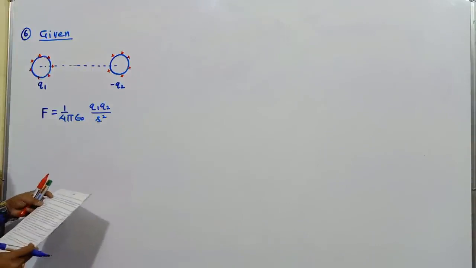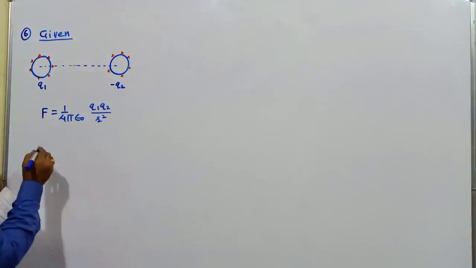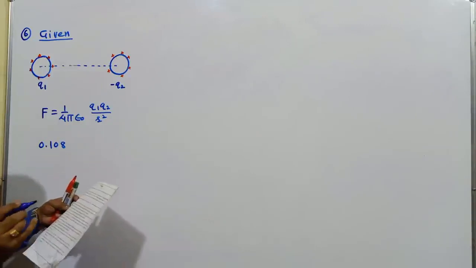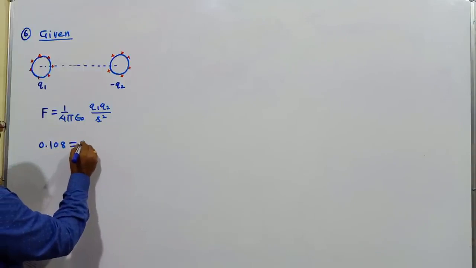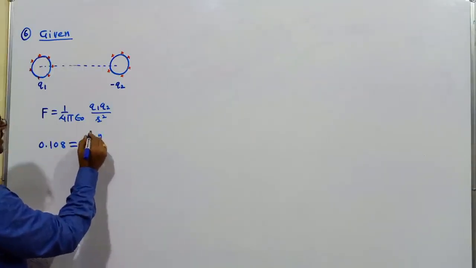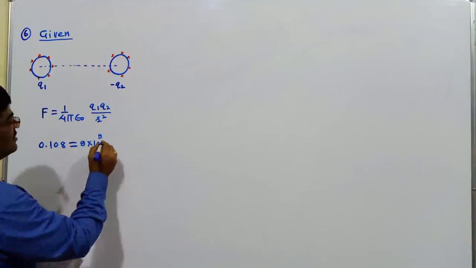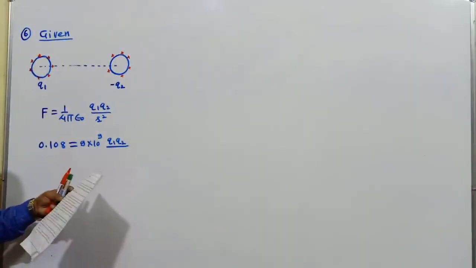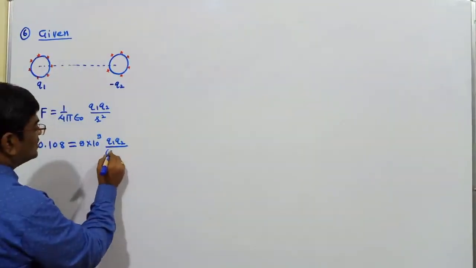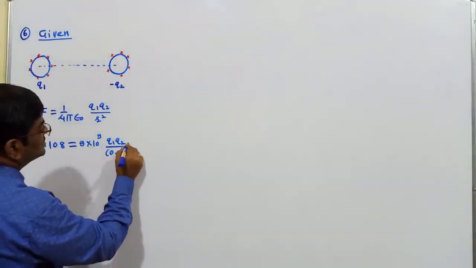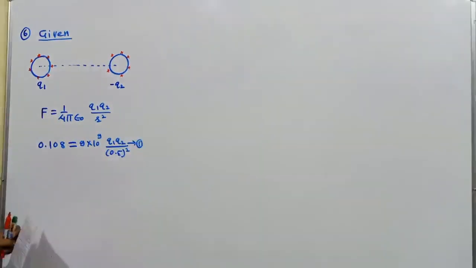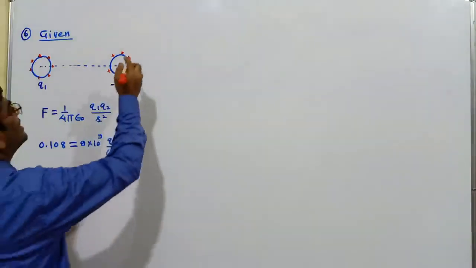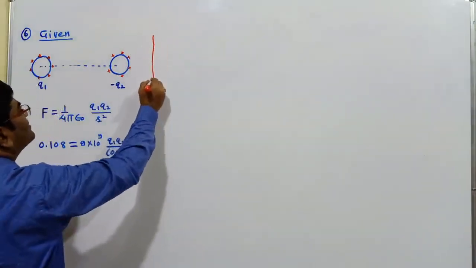So the first force which is given to me, how much is that force? 0.108 Newton equals 9 into 10 to the power 9. This value I am writing. Q1 Q2 divided by r, which is also given, that is 0.5, whole square. So this I will call equation 1. You can rearrange and arrive at the Q1 Q2 value. Okay, let me go ahead.